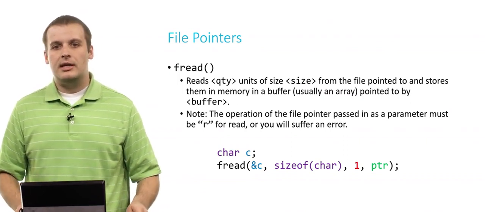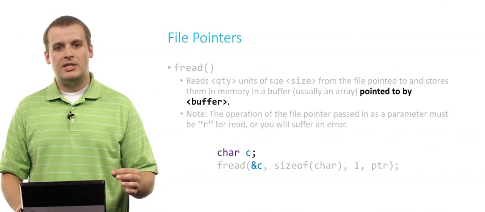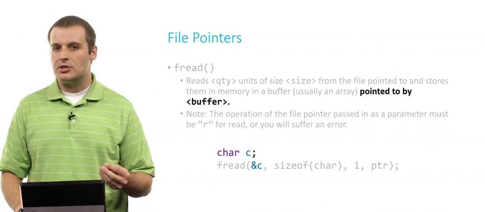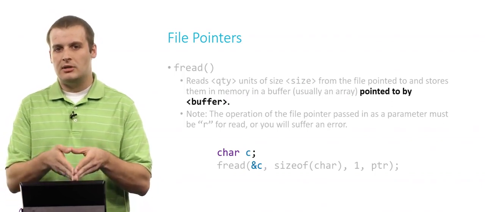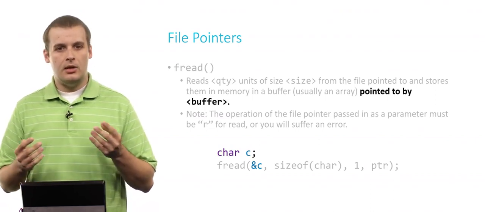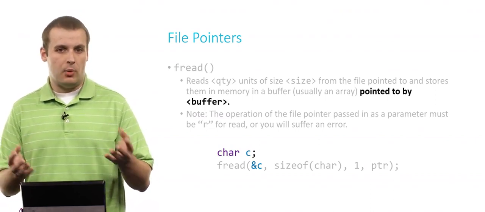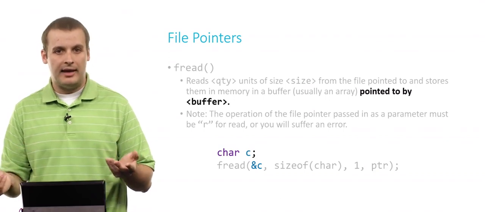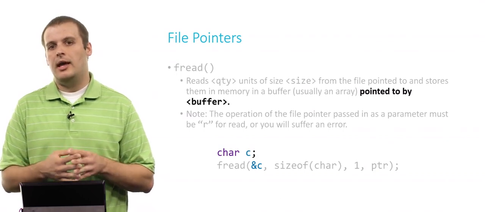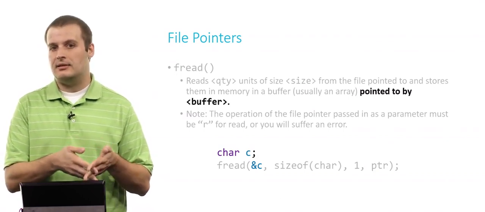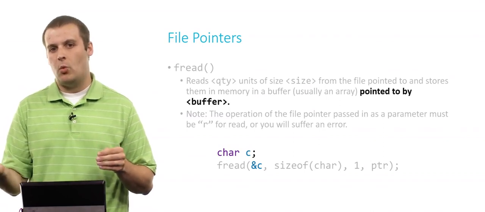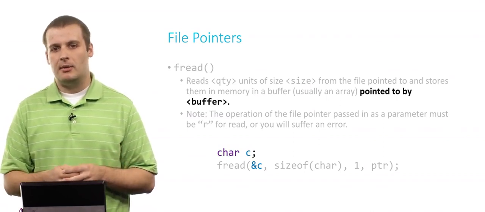The catch, though, is that when we just have a variable, we need to pass in the address of that variable, because recall that the first argument to fread is a pointer to the location in memory where we want to store the information. Again, the name of an array is a pointer, so we don't need to do ampersand array. But C, the character C here, is not an array. It's just a variable. And so we need to pass in ampersand C to indicate that that's the address where we want to store this one byte of information, this one character that we're collecting from PTR.